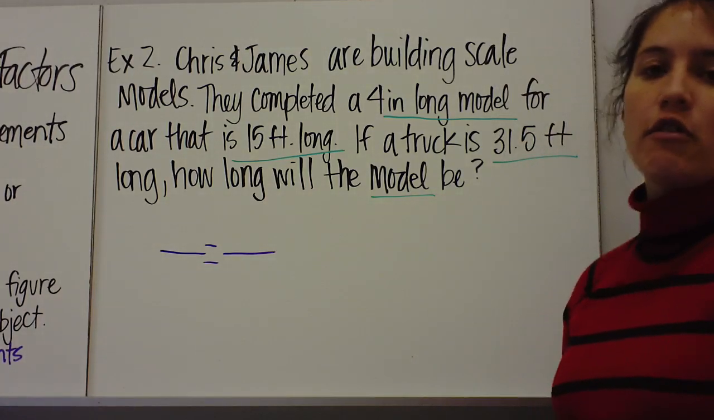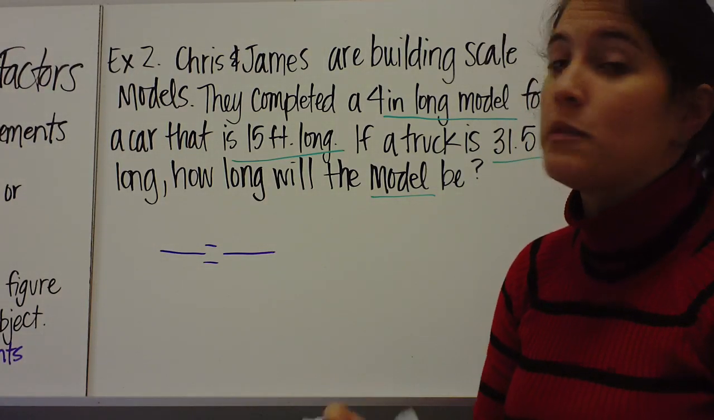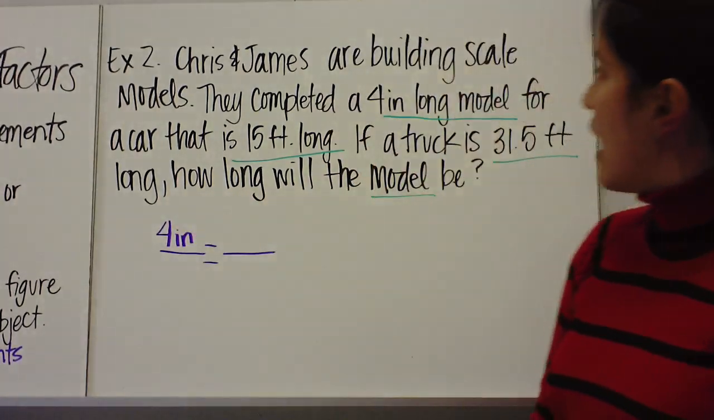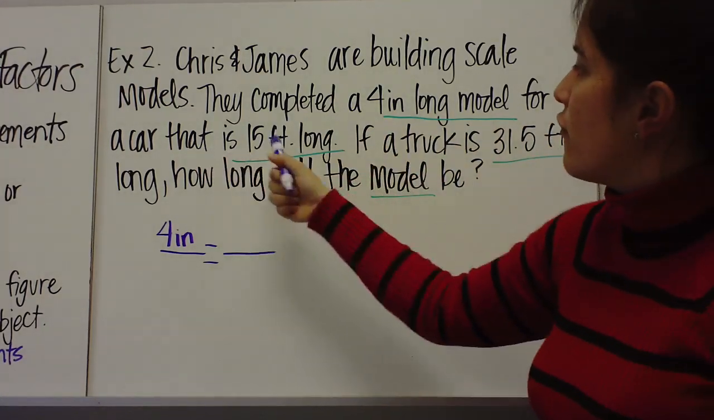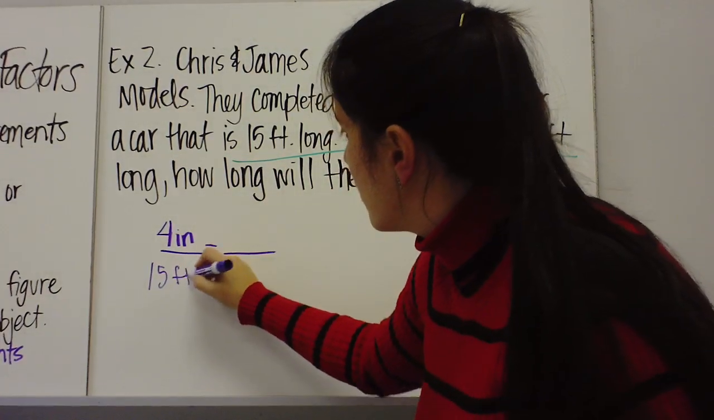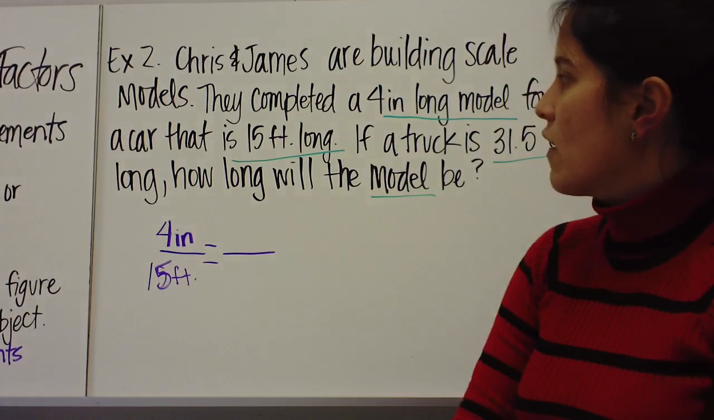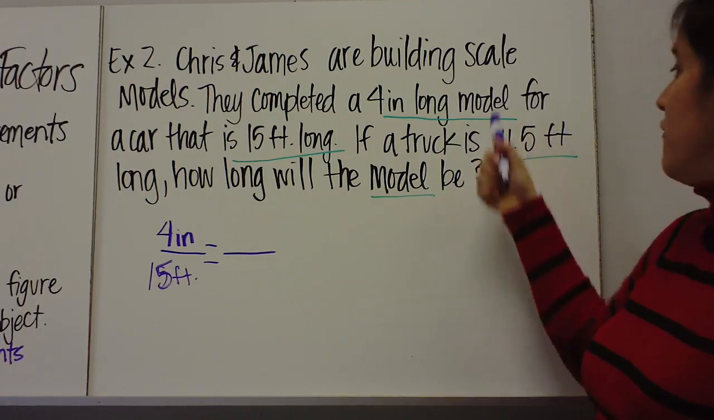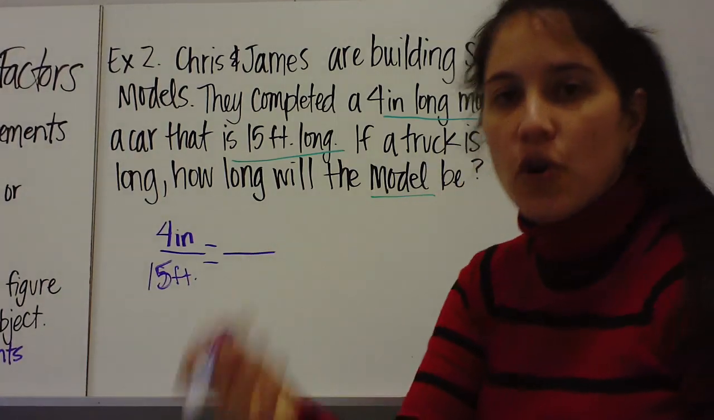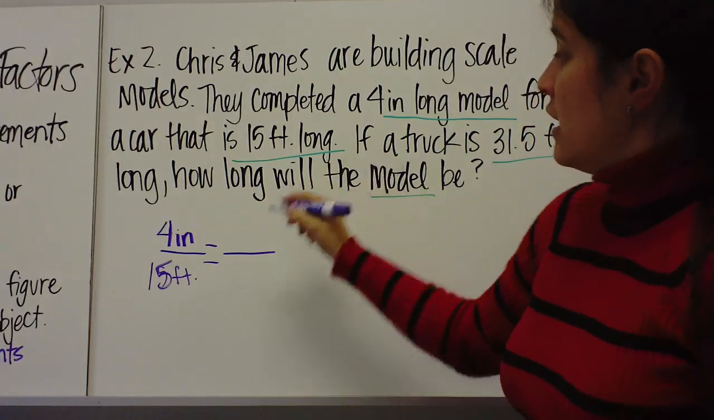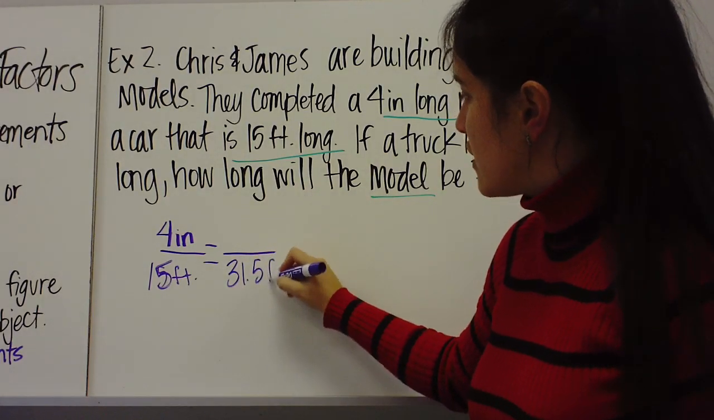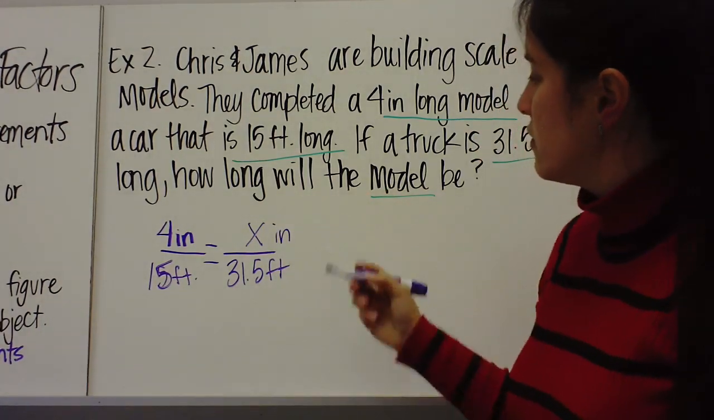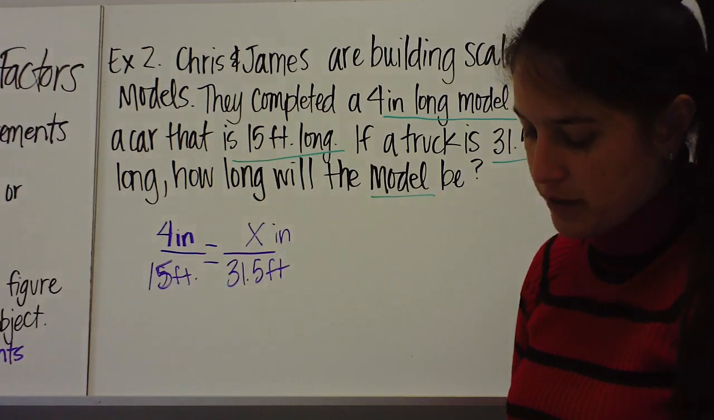The first thing we do is locate our scale. So let's talk about the one that was completed: 4 inches on the model, and that's equivalent to 15 feet. The other piece of information we have is this 31.5 feet on the truck. Where would that go, top or bottom? It would go on the bottom because it's feet. And we're looking for the model, so we're looking for inches. So you solve that proportion.